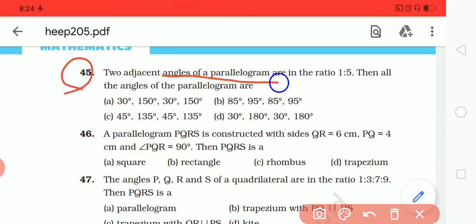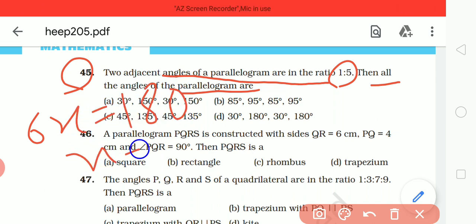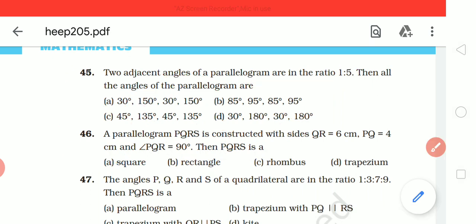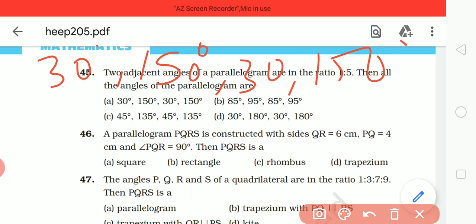So come to question number 45. The adjacent angles of the parallelogram are in ratio 1:5, then all the angles of the parallelogram are. You have given adjacent angles, so 5 plus 1 is 6, and the sum of the adjacent angles is 180 degrees. So x is equal to 180 by 6 and you will get 30 degrees, right? So one angle is 30 degrees, the second is 5 times 30, 150 degrees, and opposite angles are equal, so these are the pair of 30 and 150 degrees. This is the first option, right?